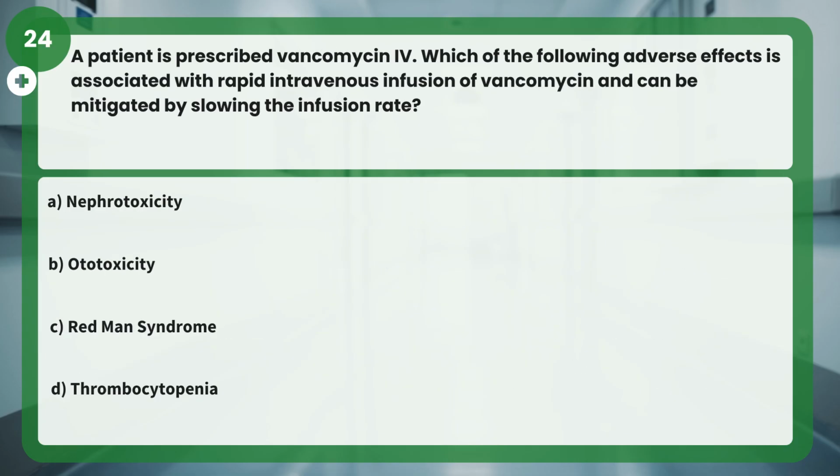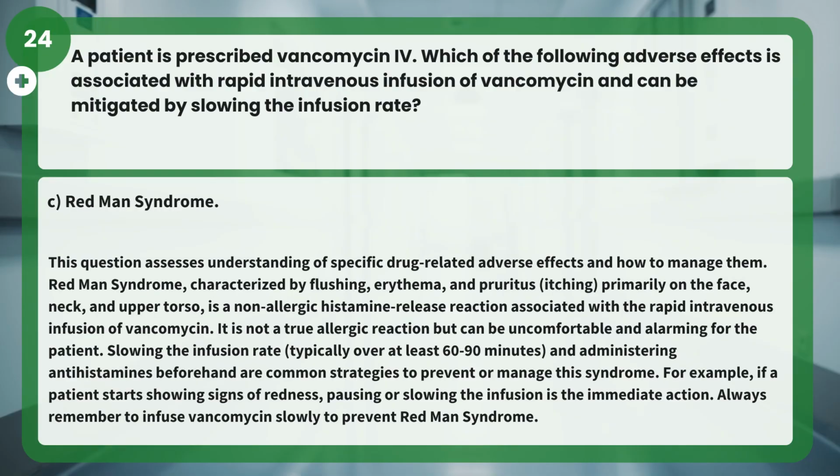Question 24. A patient is prescribed vancomycin. Which of the following adverse effects is associated with rapid intravenous infusion of vancomycin and can be mitigated by slowing the infusion rate? A. Nephrotoxicity. B. Ototoxicity. C. Red man syndrome. D. Thrombocytopenia. Answer: C. Red man syndrome.